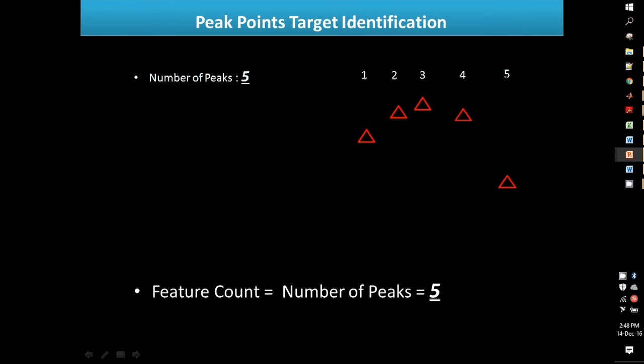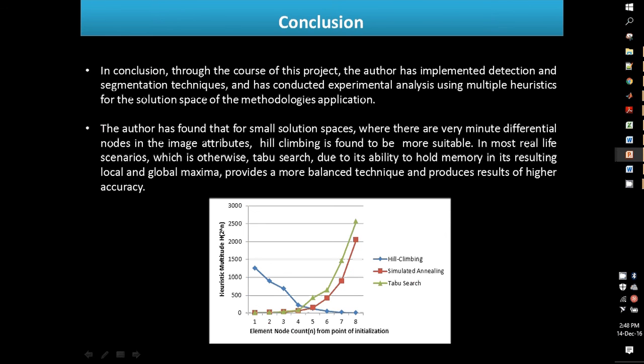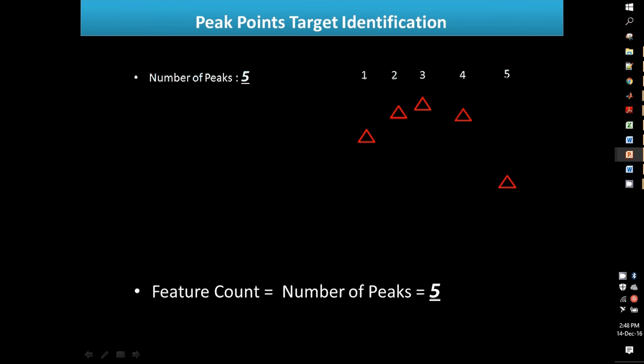Now that all the nodes have been counted, the reference point is now considered to be done, and the number of peaks is finalized as 5, which helps us to identify our figure as number 5.